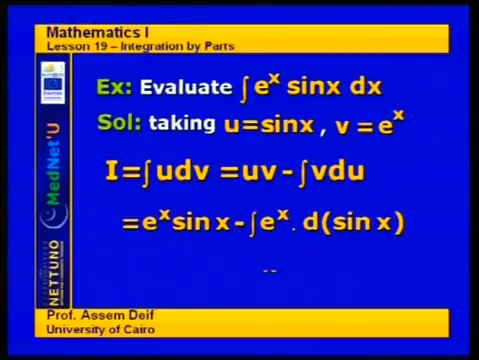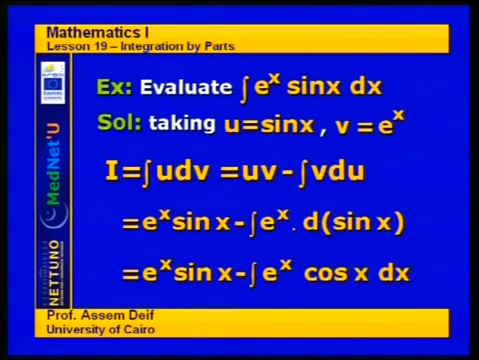Again, e to the x times sine x dx. Here again, which one do you take? Suppose we do it this way on the slide directly. Suppose you take u equal to sine x and v equal to e to the x. So you get here, this is equal directly to what? Here, u is equal to sine x and v is e to the x. So this is u dv in fact.